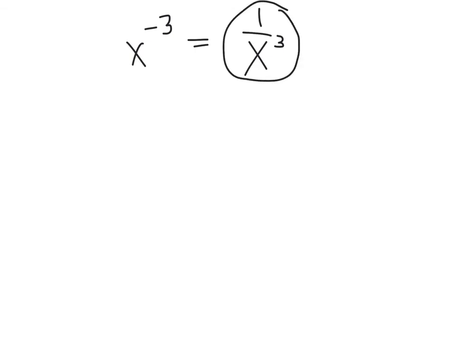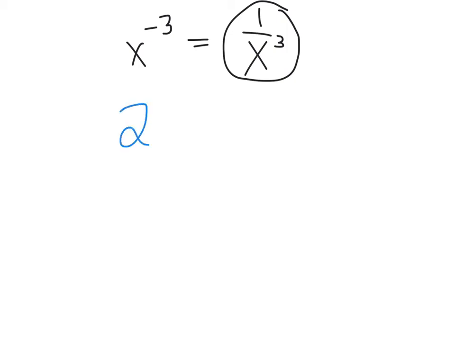So let's look at a couple examples. If we had x to the negative third power, and we want to write that without a negative power, we take the reciprocal of x to the third power, which is 1 over x to the third power. So x to the negative third is equivalent to 1 over x to the third.